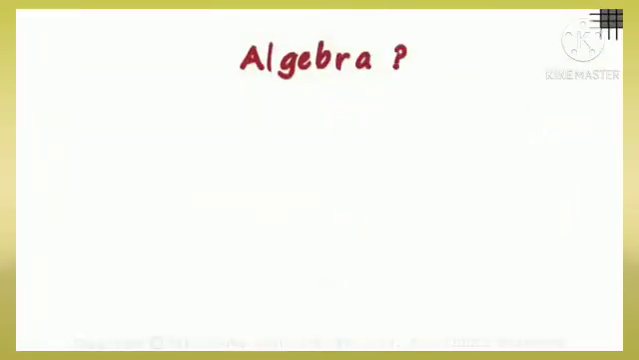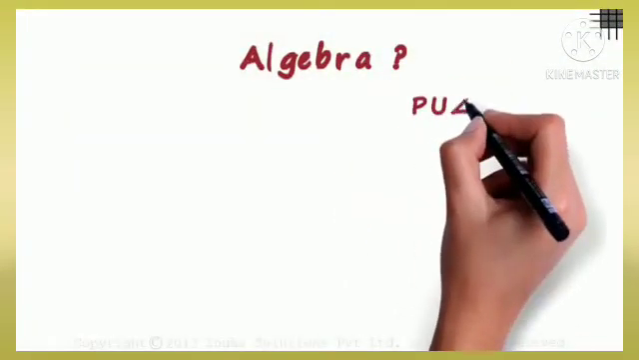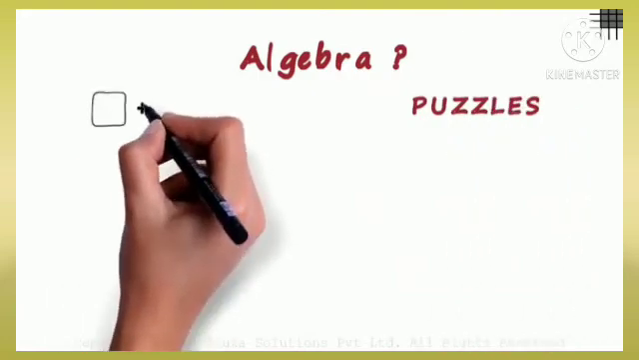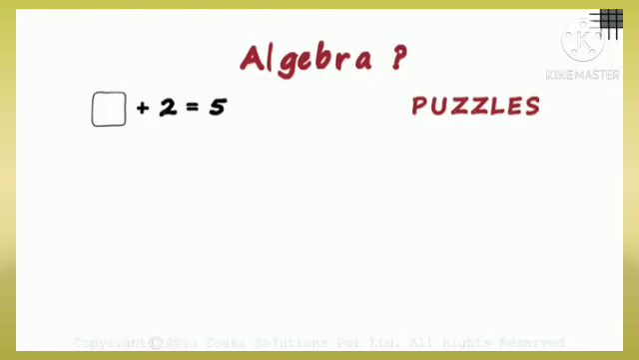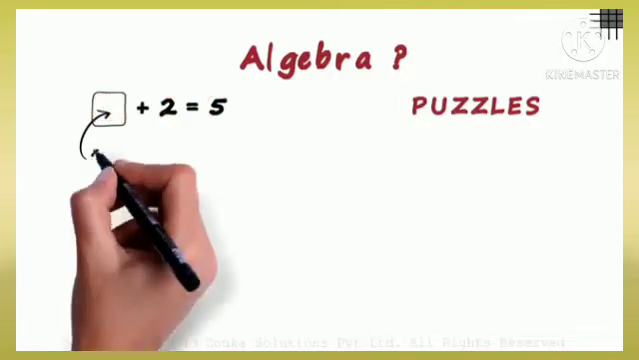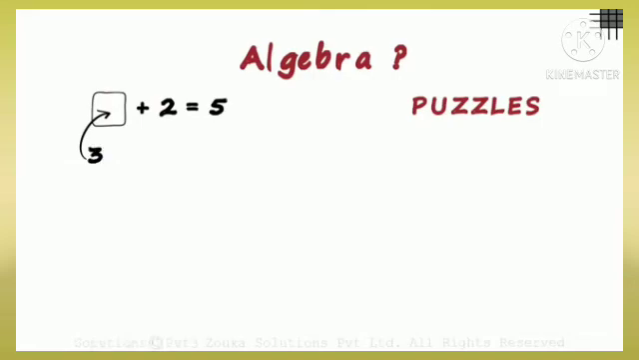Algebra. It's simple. It's all about puzzles. Here's one for you. This plus 2 equals 5. We just have to find the number in this box. Which number, when added to 2, gives us 5? Simple. It's 3. We can say that 3 plus 2 equals 5.